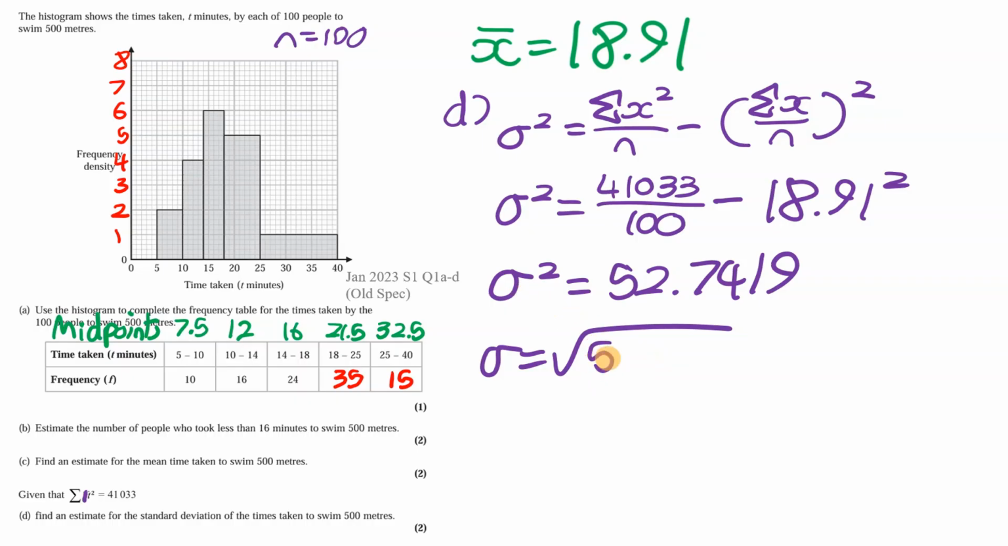So we square root this 52.7419, which if you put this into a calculator to 2 decimal places is 7.26. So this is an estimate for the standard deviation.